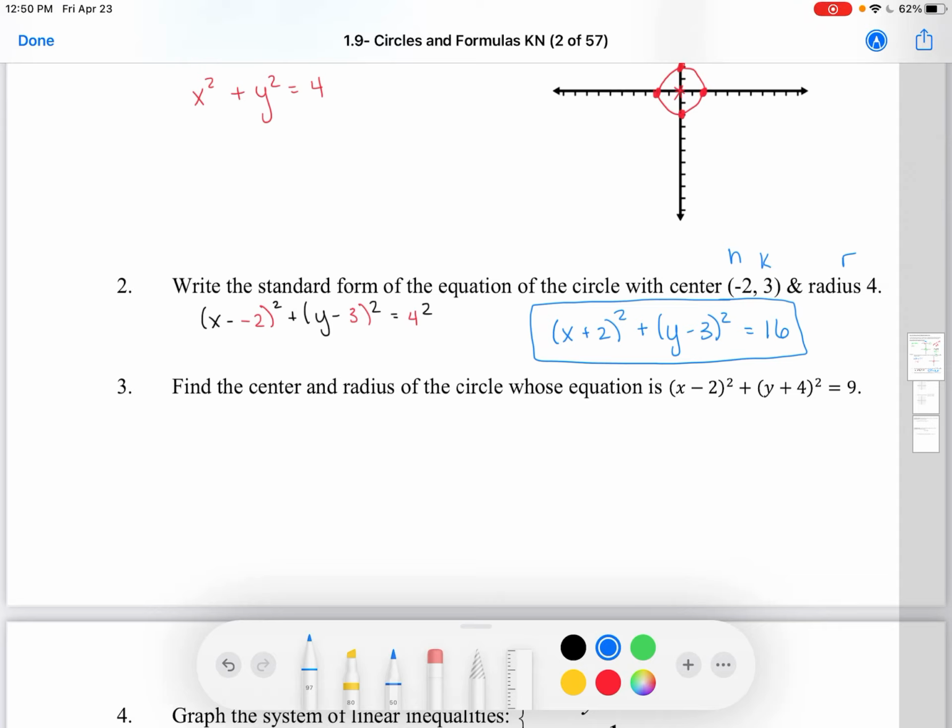Question number 3 says find the center and the radius of the circle whose equation is x minus 2 squared plus y plus 4 squared equals 9. So all I need here is the center as well as the radius.